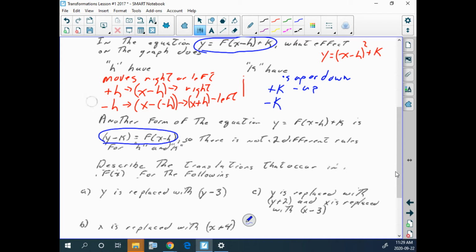This is sort of a defined implicitly function, much like when we talk about a general form of a linear function.